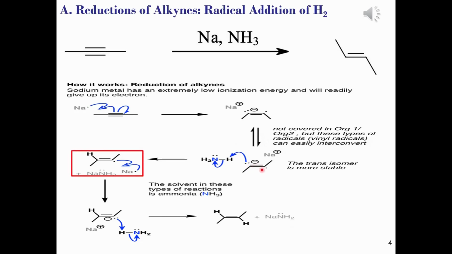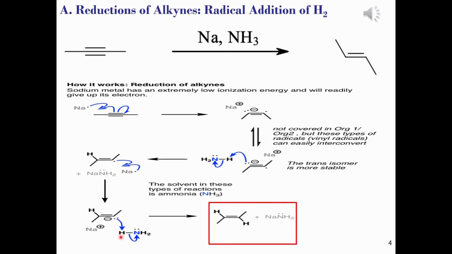The anion is then protonated by ammonia, seeing as this is the only acid present in solution, to give the vinyl radical, which is then reduced by a second equivalent of sodium to give a second anion. This is then converted to the alkene product by protonation with that second equivalent of ammonia. So the net process gives you a trans alkene and 2 equivalents of sodium amide.